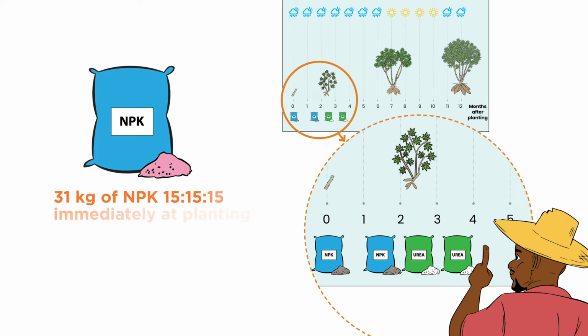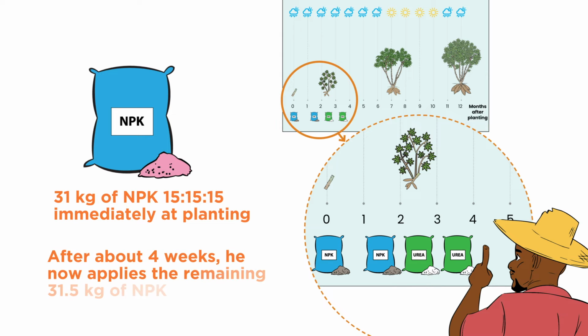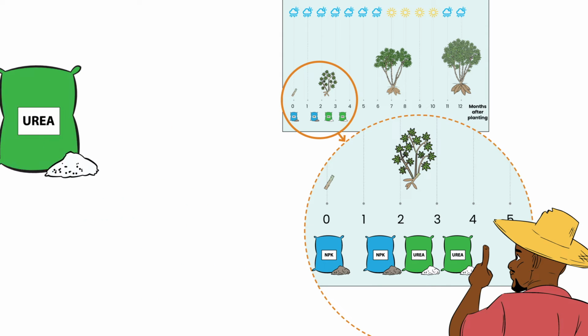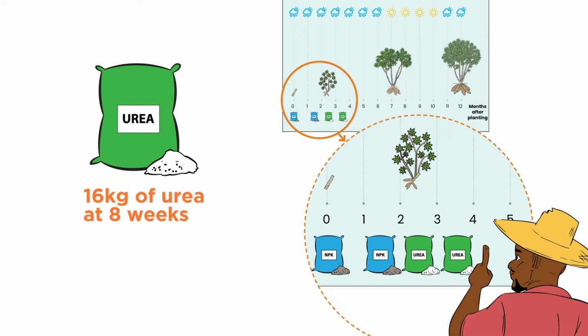He will apply half of the NPK at planting. So he applies 31 kg of NPK 15-15-15 immediately at planting when the soil is moist. Rains are regular, and after about 4 weeks, he now applies the remaining 31.5 kg of NPK. At 8 weeks, in July, he now decides to apply urea.